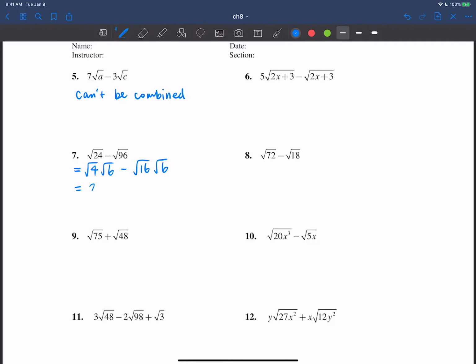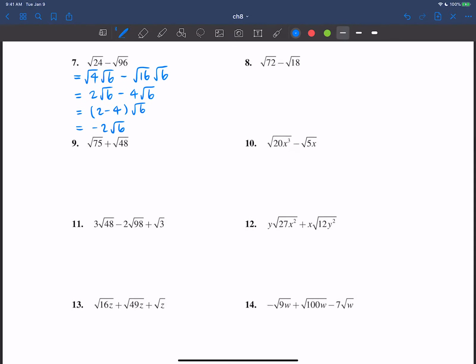Now let's further simplify. Radical 4 is 2, so the first part is simply 2 radical 6, minus radical 16 is 4, so it's 4 radical 6. Now we do see that they have like radicals, which is radical 6. So we apply distributive property, 2 minus 4 times radical 6, and that will give us negative 2 radical 6.